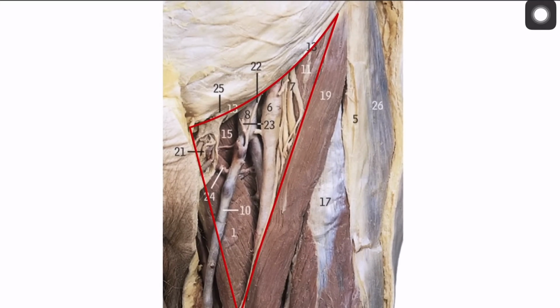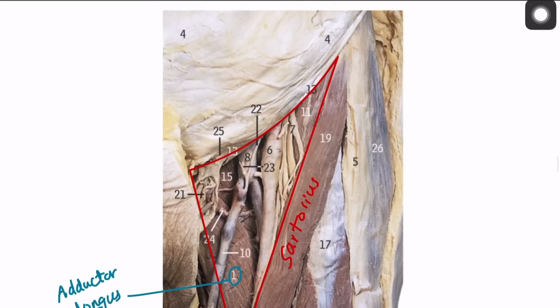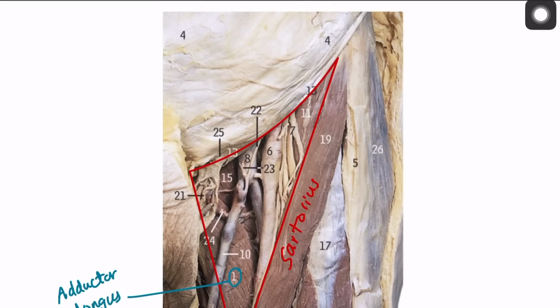In terms of the structures of the femoral triangle, we mentioned the boundaries: the sartorius muscle, as you see here, and the adductor longus muscle. At the top, you have the inguinal ligament, which is a continuation of the external oblique aponeurosis. Number 4, as you see here, is the external oblique aponeurosis. Where is the inguinal ligament? It's number 13 in there. So 13 is the inguinal ligament as well.